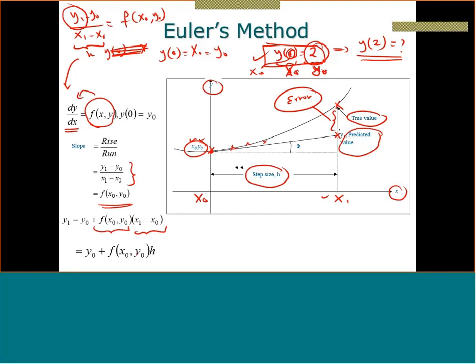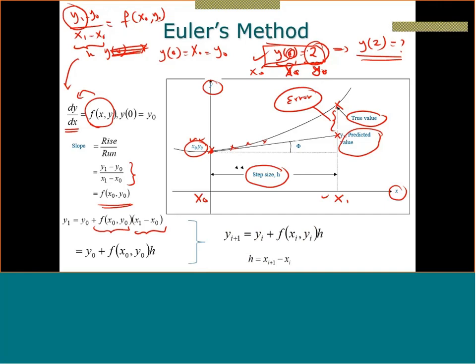Now, what if I want to find the solution at y2 or y3 or y4? We keep doing this, and we always use the previous solution. Yeah, x0 is equal to 0, y0 is equal to 2. Sorry for the mix up. So this is the variable x, and this is the value of the function at that specific x.